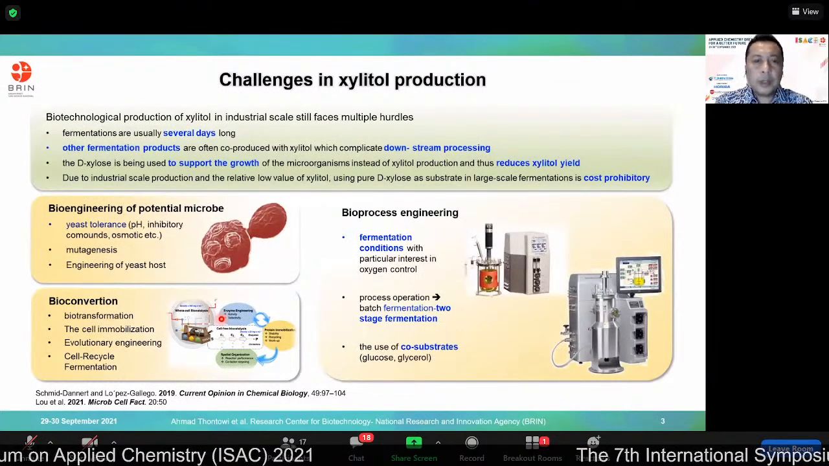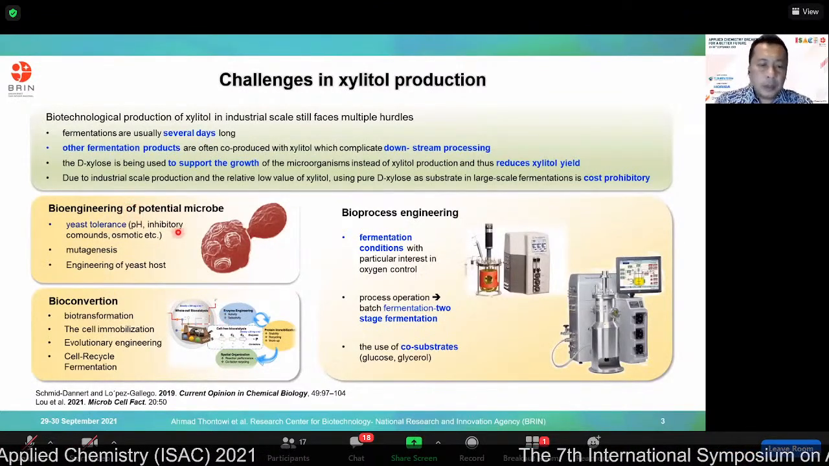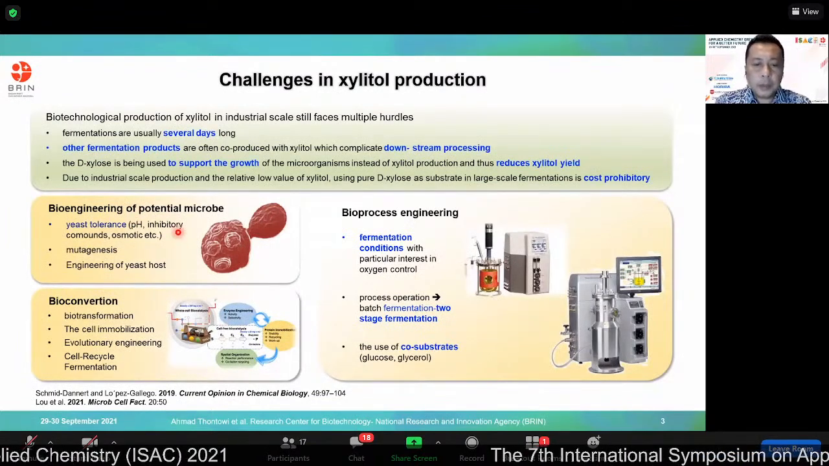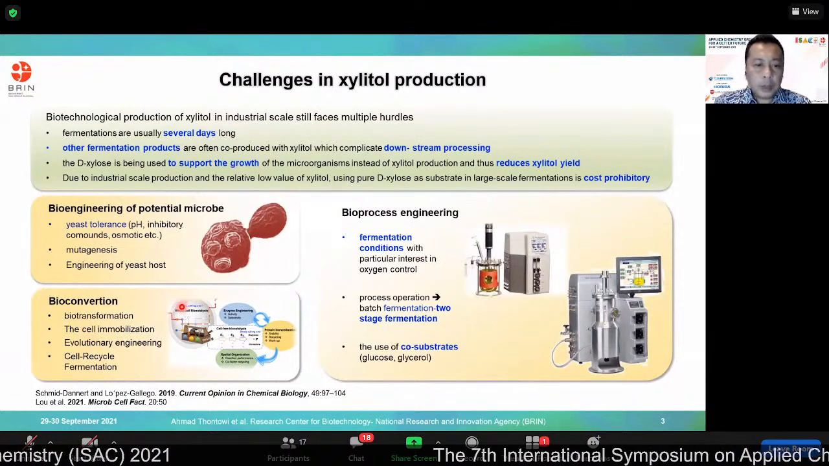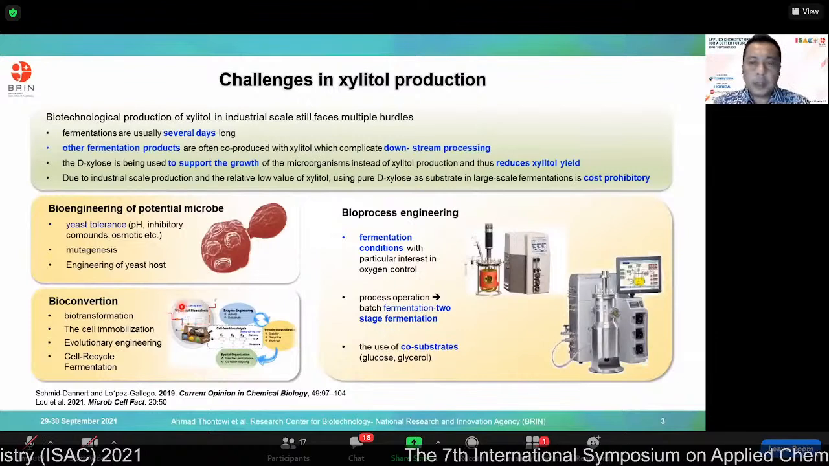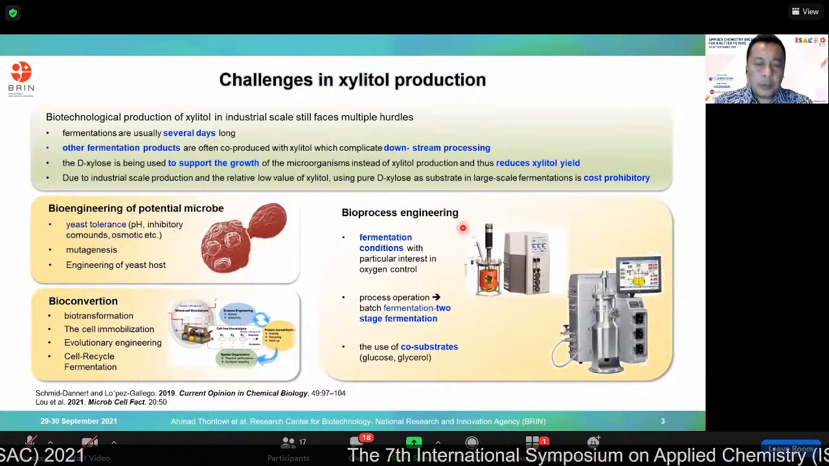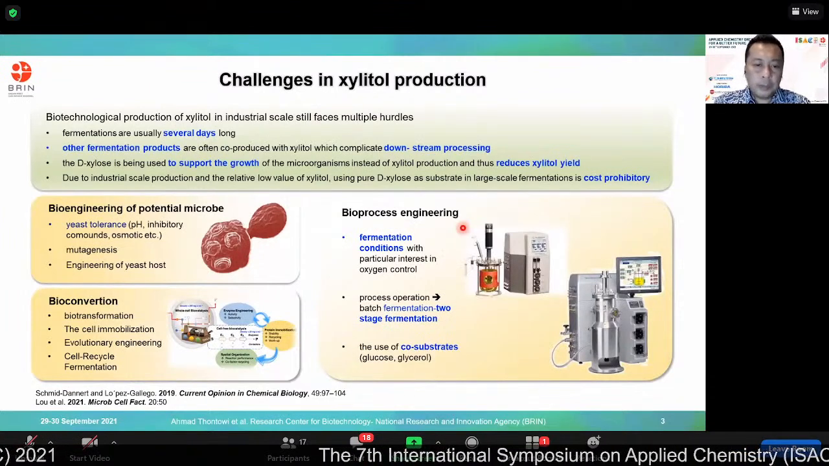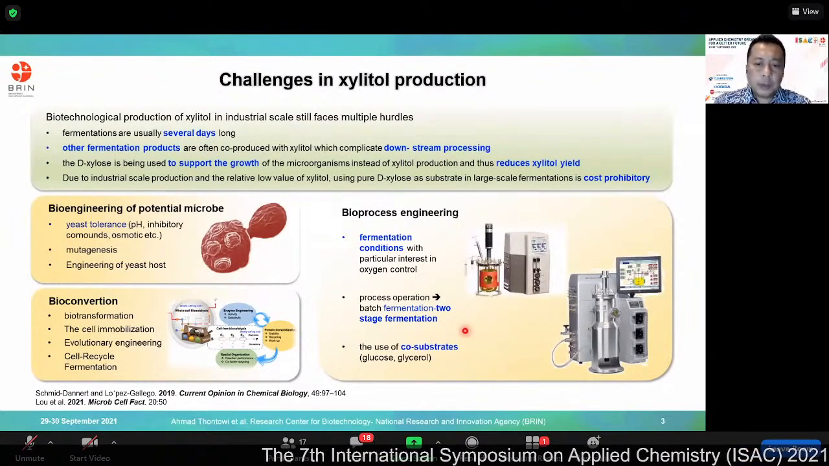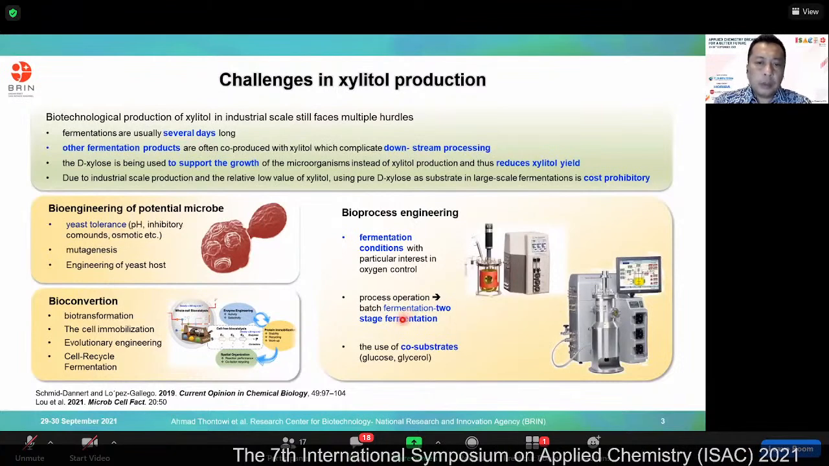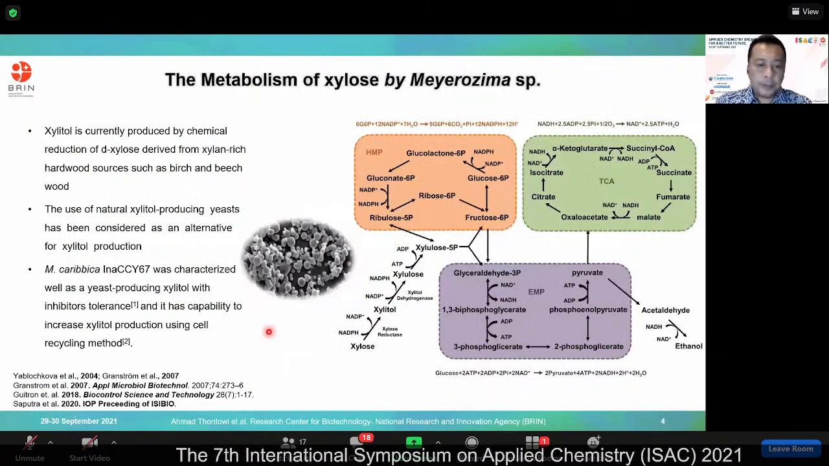Some efforts to increase xylitol production are the selection of yeast strains that are adapted to environmental pressure and optimization of bioconversion through enzymatic reaction or whole cell biocatalytic transformation, and also optimization of fermentation by process engineering. Several reports on the optimization of the fermentation include the addition of co-substrates like glucose and also glycerol.